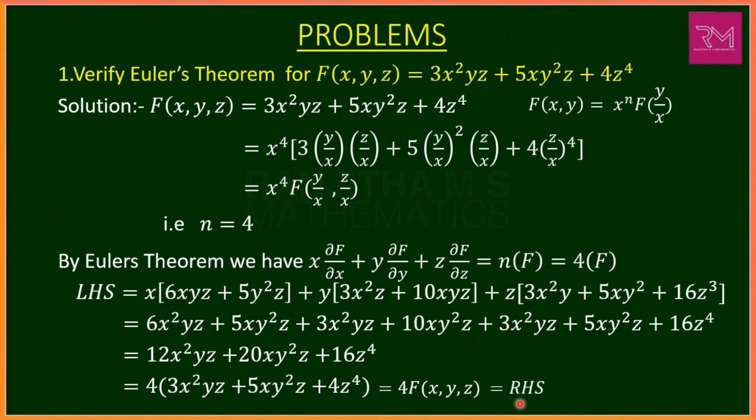This is the RHS of Euler's theorem. Hence we have verified Euler's theorem, that is x into del f by del x plus y into del f by del y plus z into del f by del z value, which is equal to 4 into f of x comma y comma z. This completes the problem. We shall move on to another problem so that you can understand in a better way.